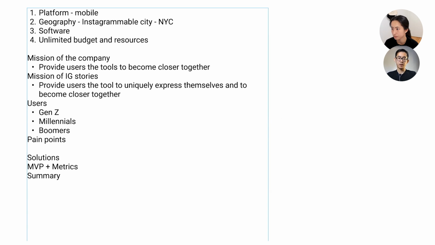I think segmenting by age is one way to do this. Which one would you choose? I would choose the Gen Z one because we want to make sure that we keep the majority of our users using our platform, because that's where the bulk of our engagement and revenue will come from.